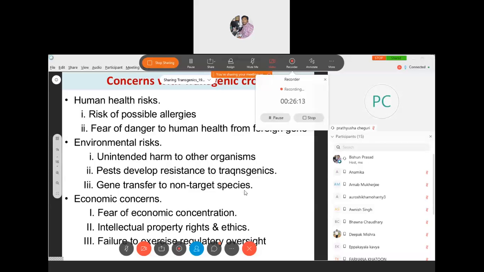Then gene transfer to non-target species. Basically it is saying horizontal gene flow. That is also true. Horizontal gene flow may occur, but the chance is very rare. Even though some genes will transfer to wild relatives, if we don't apply selection pressure, then this gene will not be carried forward. It will be diluted out.